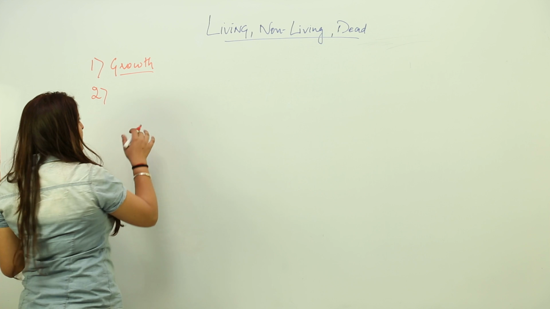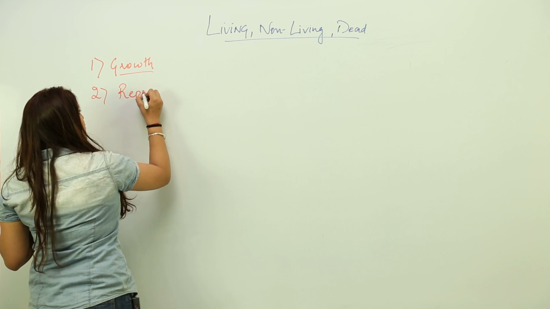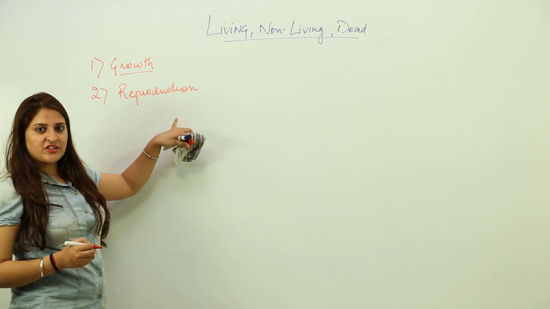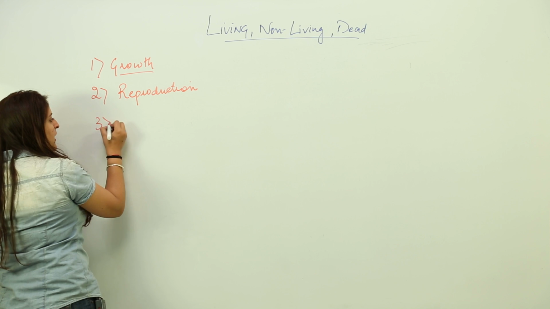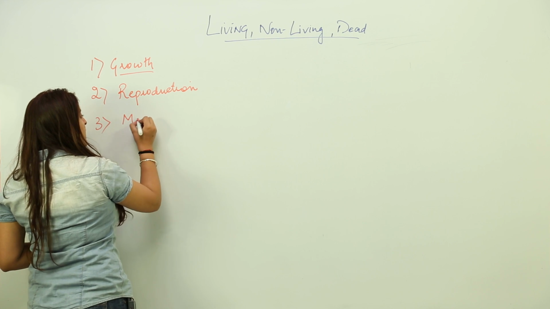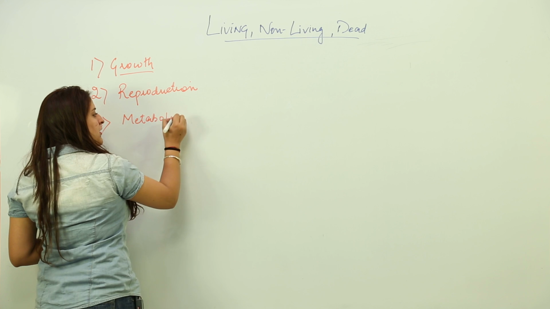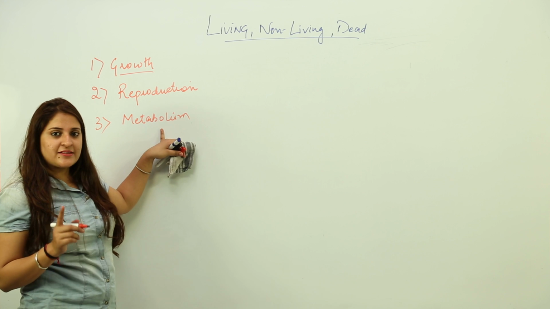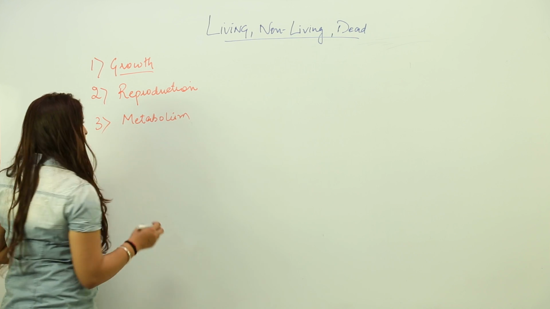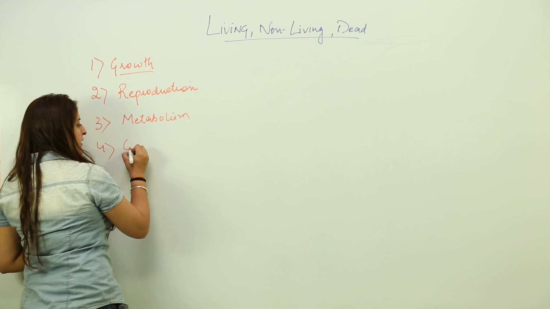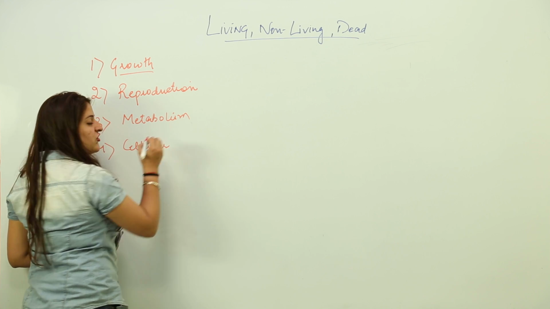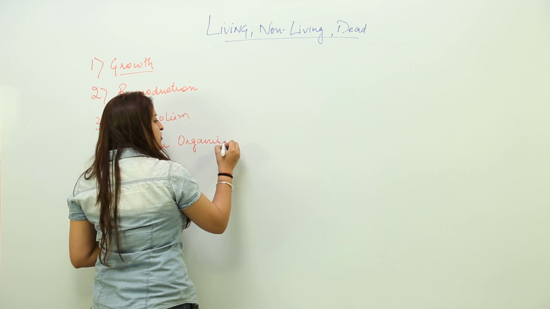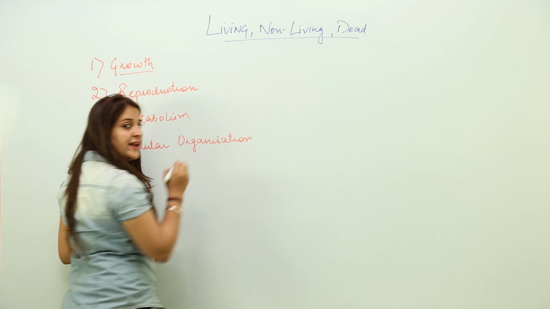The second most important point is reproduction. All living organisms must have the ability or capacity to reproduce. The third thing is metabolism. Metabolism is a biological process which occurs in the body. So metabolism is also one of the characteristic features of all living organisms. The fourth point is cellular organization, because all living organisms are formed of cells. So cellular organization is also one of the features of living organisms.